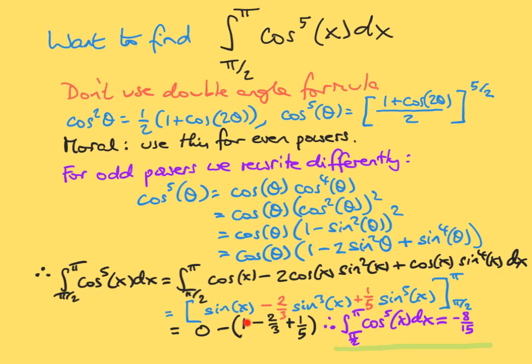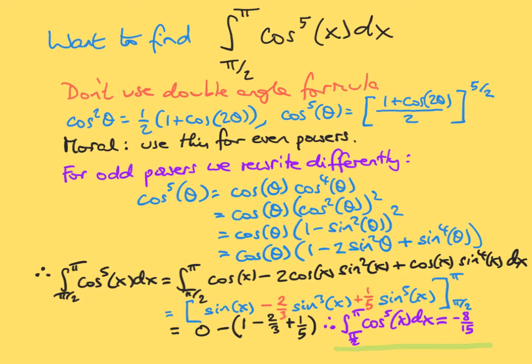And 1 minus 2/3 is 1/3. So we have a third plus a fifth. The common denominator is 15. And a third is 5/15, and a fifth is 3/15. Adding the two of them together means the argument of this bracket is 8/15.